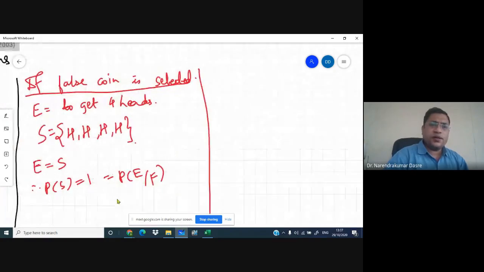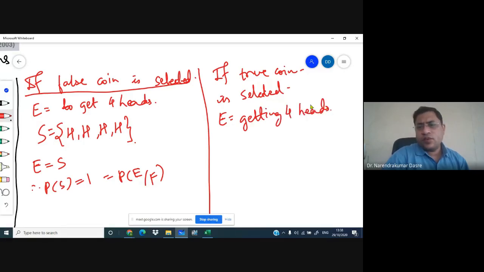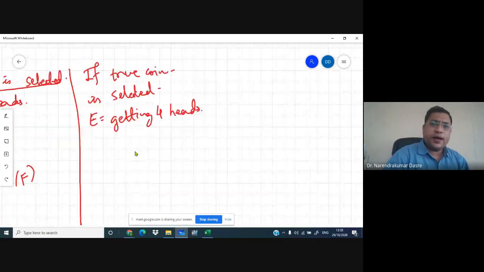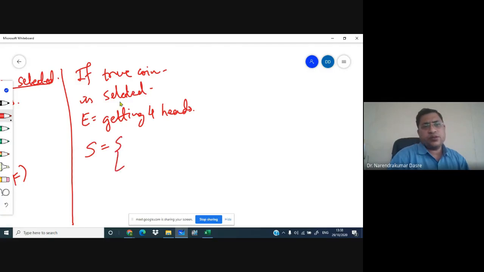Now what about the true coin? If the true coin is selected, and I have the event of getting four heads, this true coin is tossed four times. So what will be the sample space when this true coin is tossed four times? You have all tails, T, T, T, T, then you have 3 tails and 1 head, then you will have H, T, T, T, then T, H, T, T.